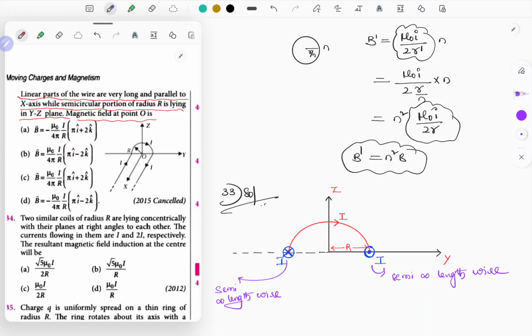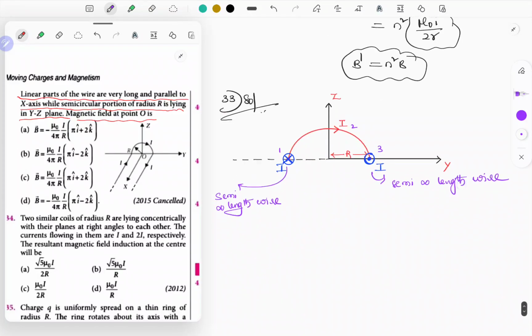So first of all, try to find out the direction of magnetic field due to all this. Let me name these as 1, 2, 3. Due to the first conductor, as the current is into the board, you know how to use the right hand thumb rule, right? Place the thumb in the direction of current. Curled fingers indicate the direction of magnetic field. If you arrange like this, this is the direction of magnetic field that you are going to get.